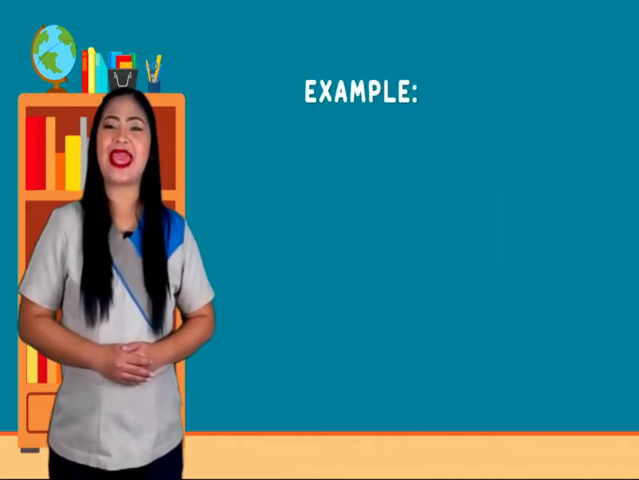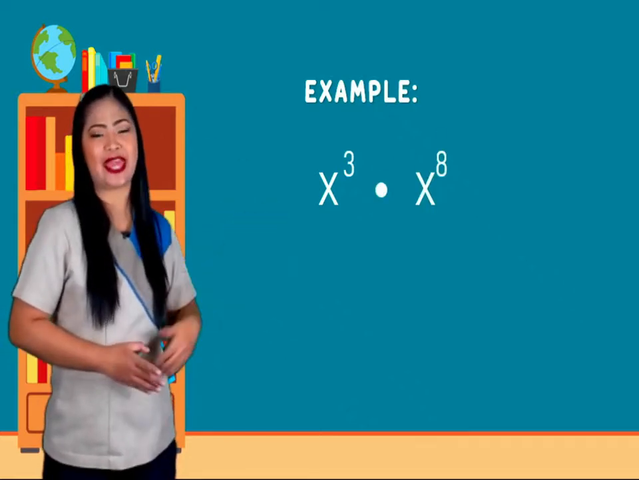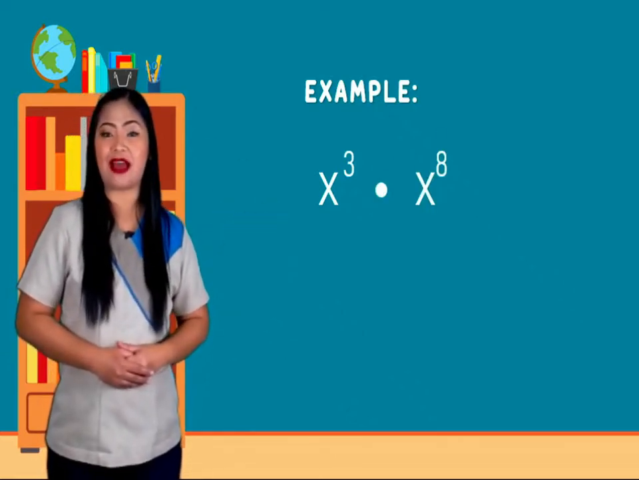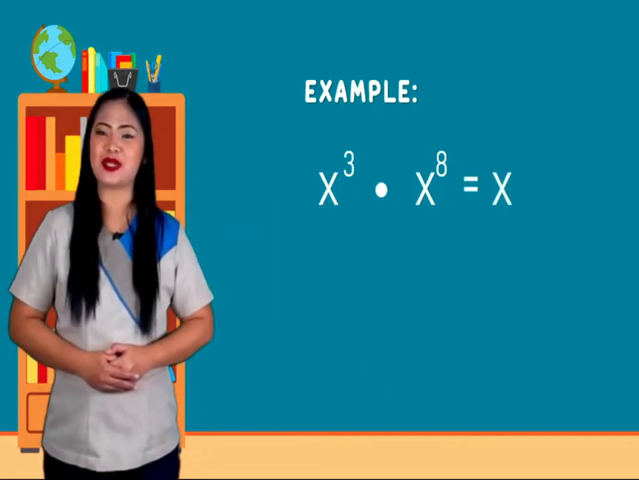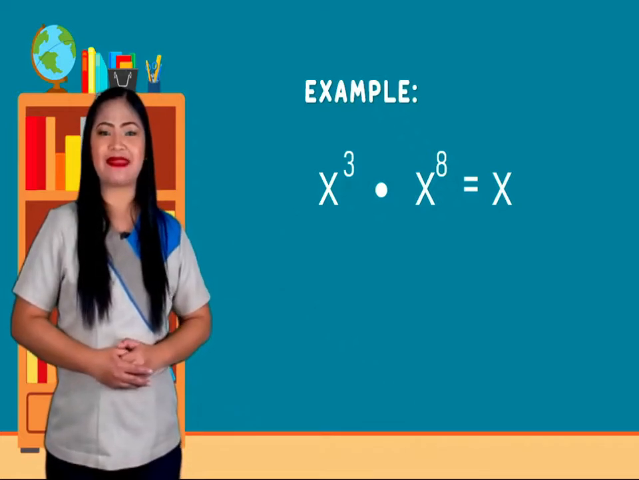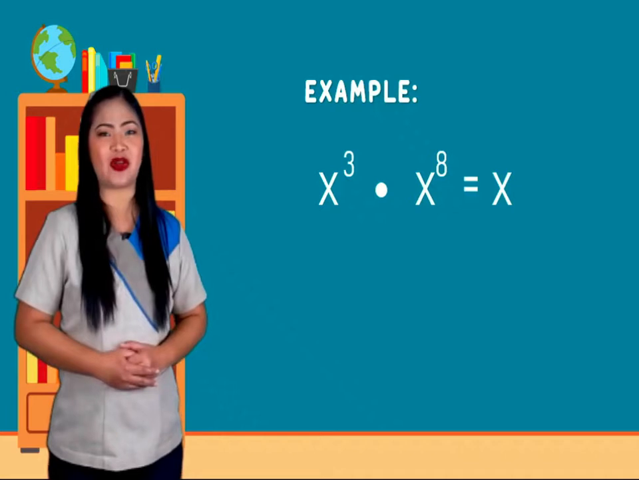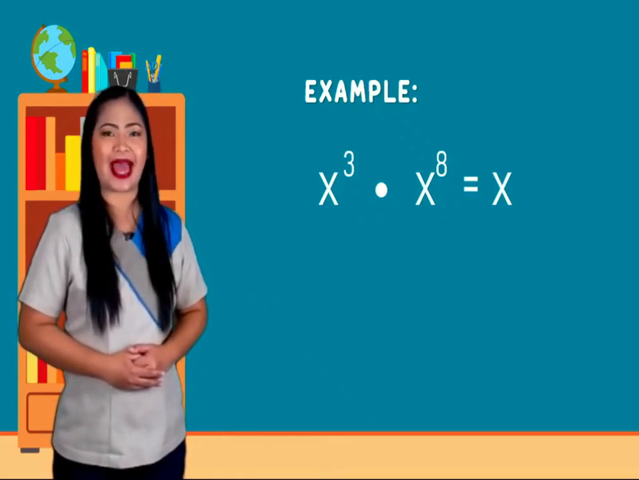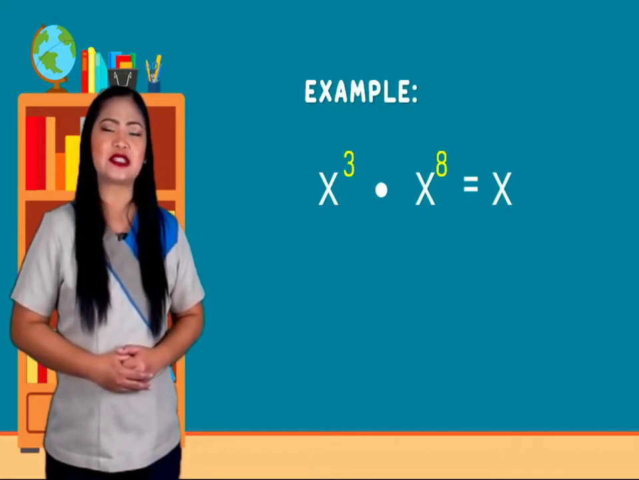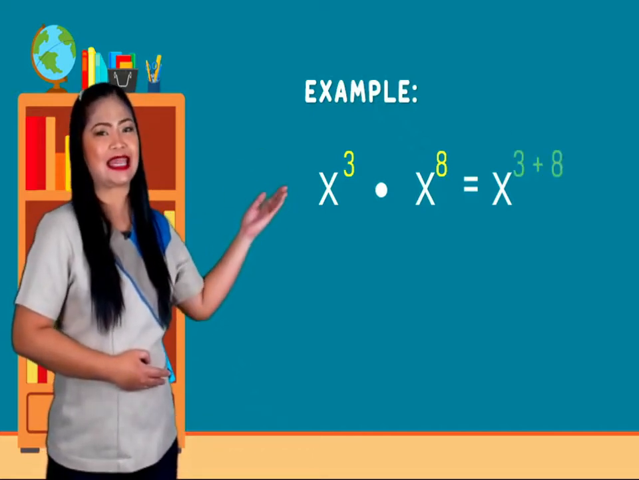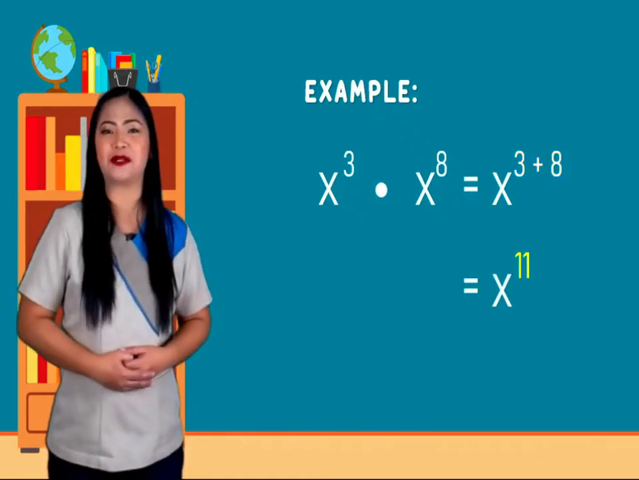For example, x raised to the 3rd power multiplied by x raised to the 8th power. We have same bases which are x and x. So, we just copy x. Then, since we are multiplying same bases according to the product law of exponents, we need to add their respective exponents 3 and 8. So, we have 3 plus 8, which gives us x raised to the 11th power.